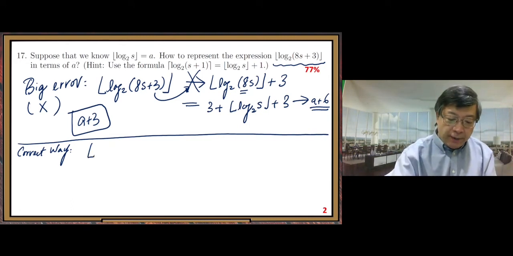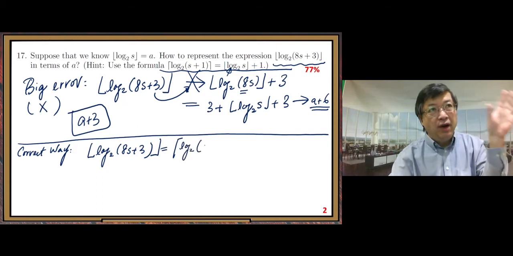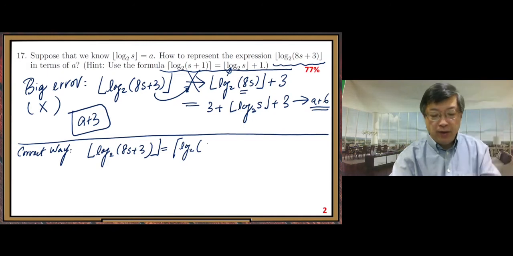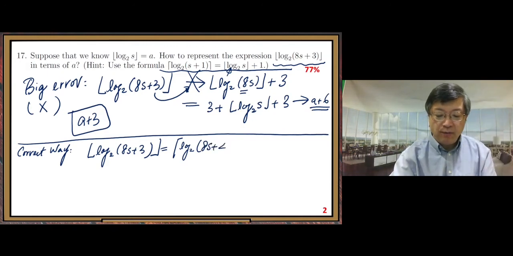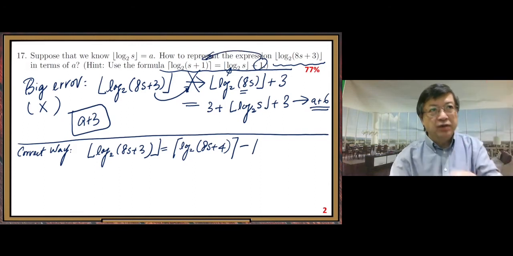To do this, remember we need to use the formula 8s plus 3. Okay, so we have the floor function, so we need to write it as the ceiling function version, right-hand side, but plus 1. The whole thing inside the parenthesis plus 1. That's 8s plus 4 minus 1. Now, this plus 1, when we move to the left-hand side, we need to do subtraction, minus 1.